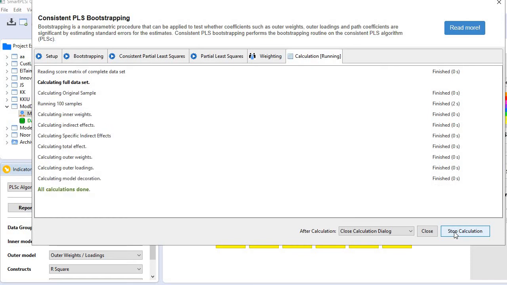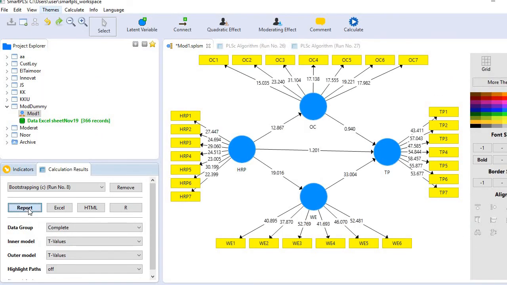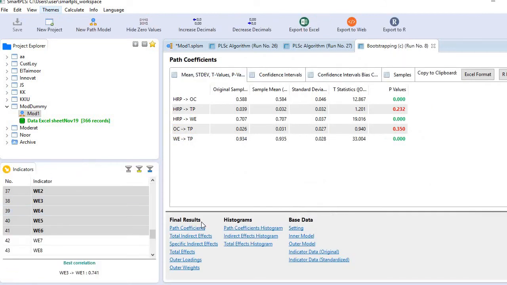And so here we go. So straight away, let's go to report. In report, you see here, we have multiple options, and one of those options is specific indirect effect, this one, the third one, click it.